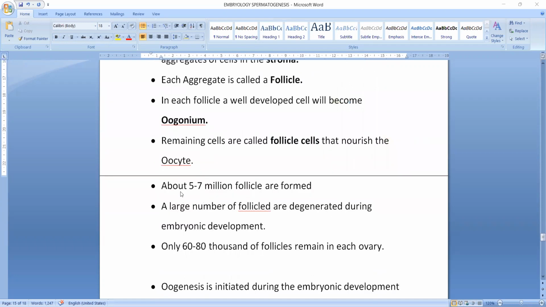So here in every ovary, about 5 to 7 million follicles are formed during embryonic development. Okay, so in the beginning, a large number of follicles are degenerated. Of these 5 to 7 million follicles, 90 to 95% of follicles will be degenerated or disappeared during embryonic development.